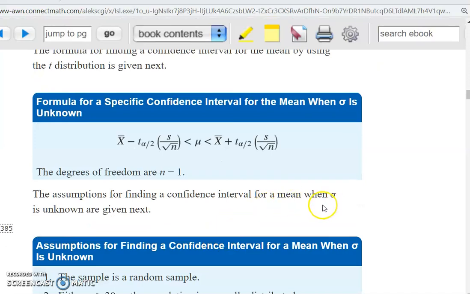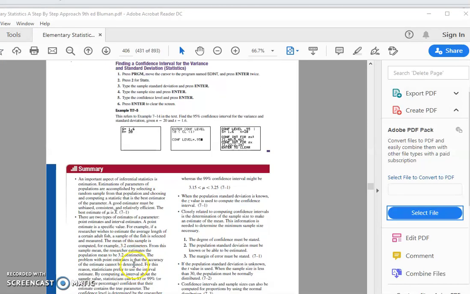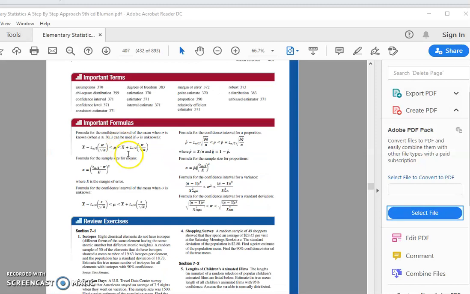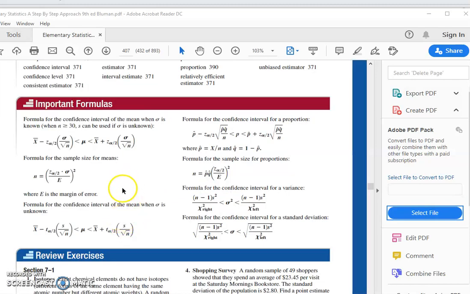But I urge you, look at that textbook. And if you don't mind, I'll show you one more time. This is at the end of chapter 7. Here's the summary page, which I told you, doggone it, read it. And then here are the important formulas. Here's the one for section 7.1, using the Z score for the margin of error. Here, for section 7.2, we're using the T distribution instead of the Z distribution. But as you can see, looking at these two, they're very, very similar.